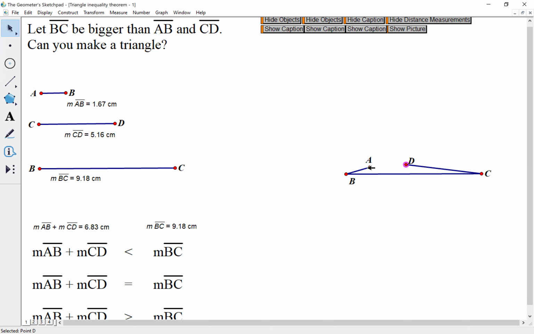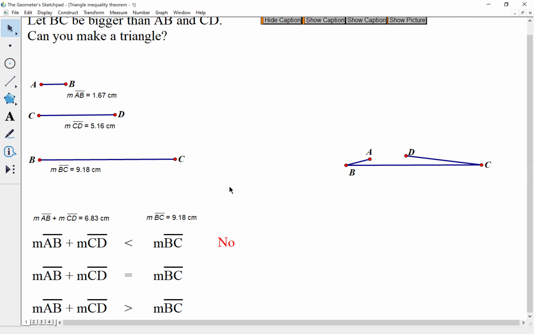No, I cannot. You see it doesn't close. They're not going to reach, right? As long as the sum of the two small sides is less than the big side, I cannot make a triangle, because this side will never reach. So this case did not work. Again, if I add the two small sides and it's still less than the big side, it doesn't work.